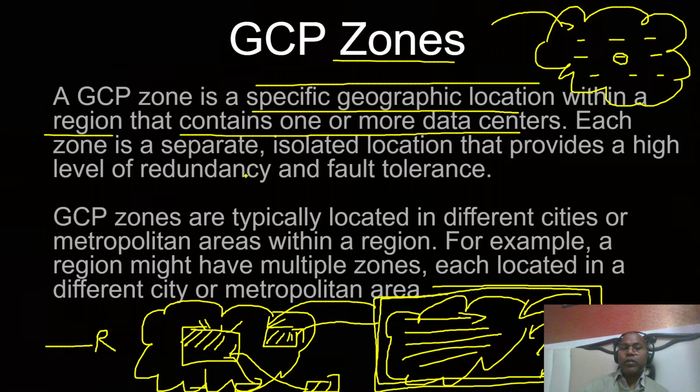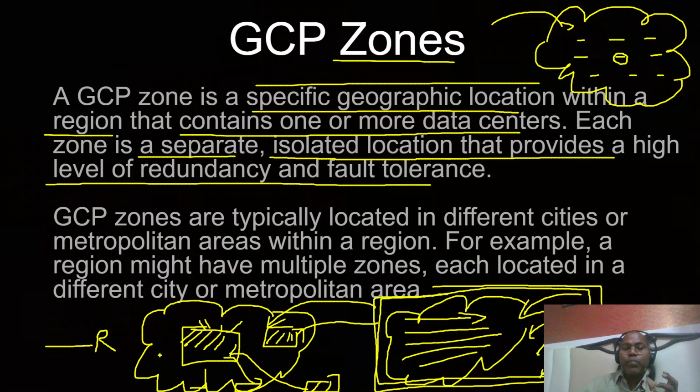So each zone is a separate and isolated location that provides a high level of redundancy and fault tolerance. Within a region, there may be multiple zones that are highly isolated and separated, making sure that if one zone somehow goes down or some problem happens, another zone can still provide fault tolerance and redundancy services. Okay, so you can say zones are typically considered as cities or metropolitan areas within a region. These can be located in different remote locations, you can say.